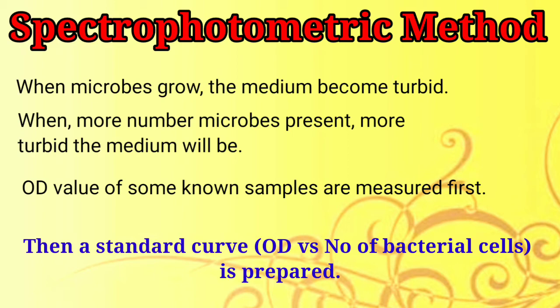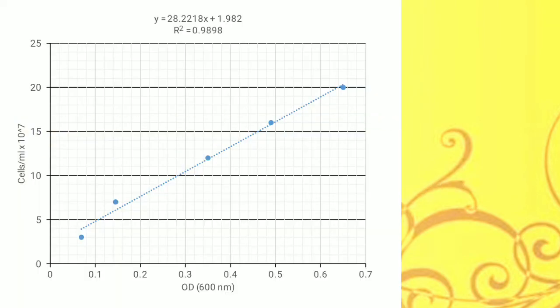OD of the culture is measured in which a known number of bacterial cells are present. Then a standard curve is prepared from these data and it looks like this. In this graph, the OD and the number of microbes are plotted. From this graph, it is easy to measure the number of microbial cells present per ml using this equation or directly from the y-axis intercept.